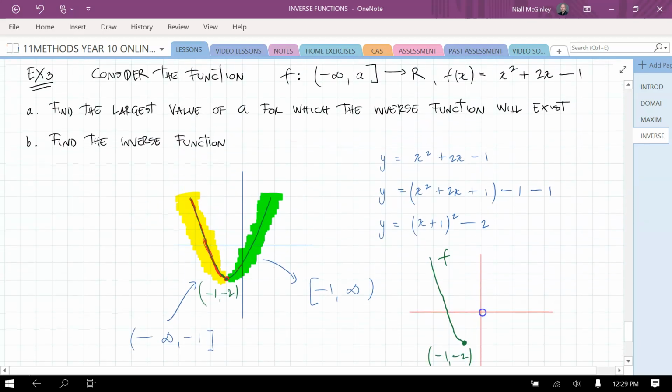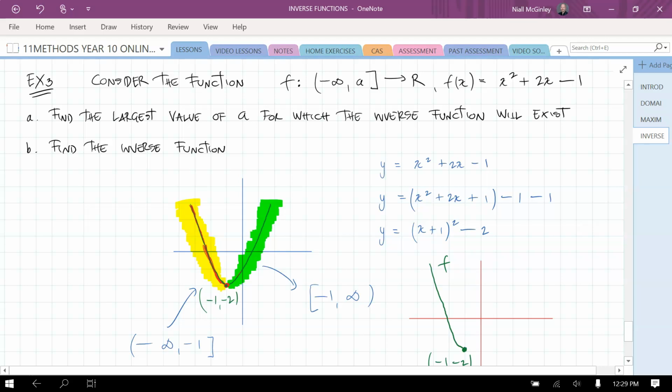Now, we have a quadratic function here, so the inverse function of squaring is going to be a square root. So it's going to be a square root function. What we're going to do is find the inverse. Now, if we try to find the inverse using the original one, we're going to have x equals y squared plus 2y minus 1. So you're going to have two y values, which is going to be impossible to make y the subject.